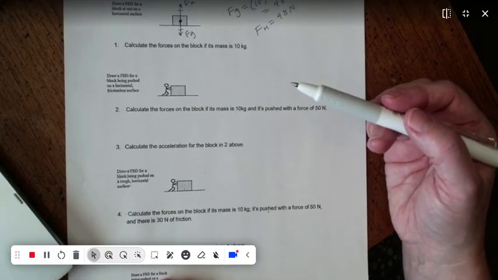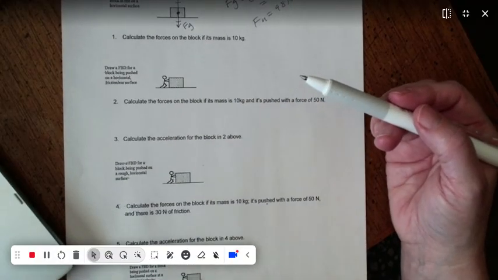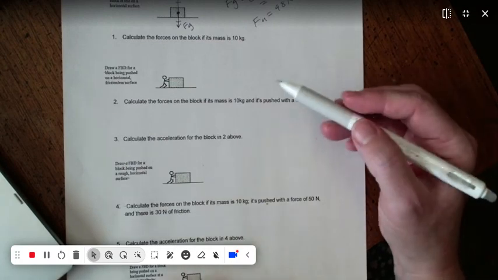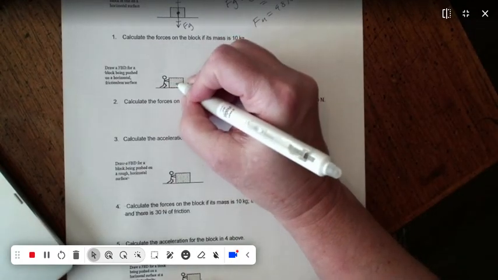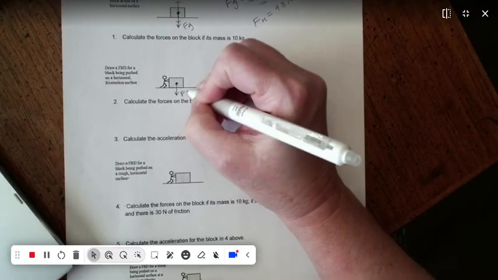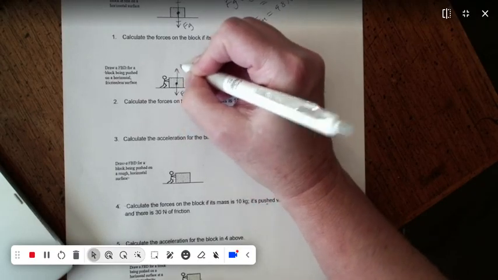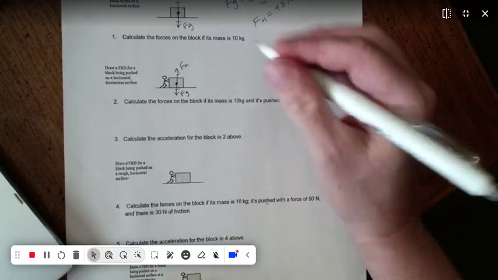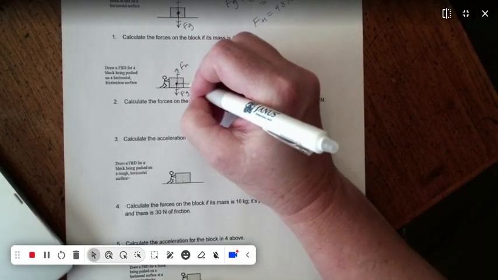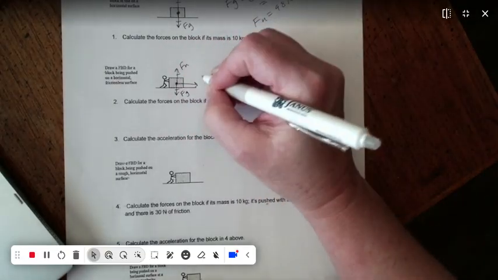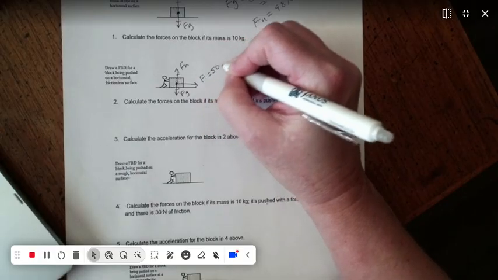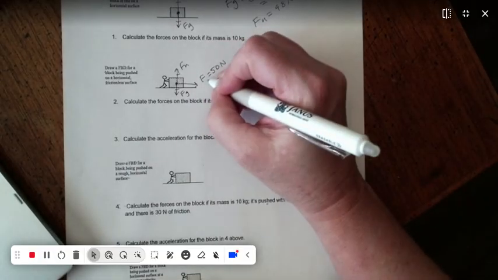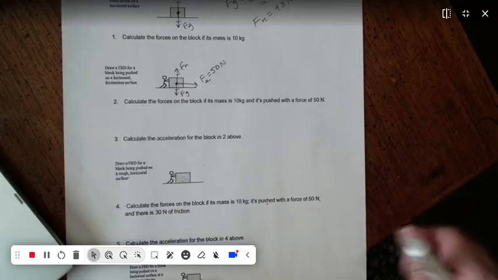Okay, being pushed on a horizontal frictionless surface. So now we're pushing the block. So we've still got our same force of gravity and our same normal force, and they're still balanced because my block isn't moving up and down, but it is moving horizontally because it's being pushed with a force of 50 newtons. And that would be like an applied force, okay?